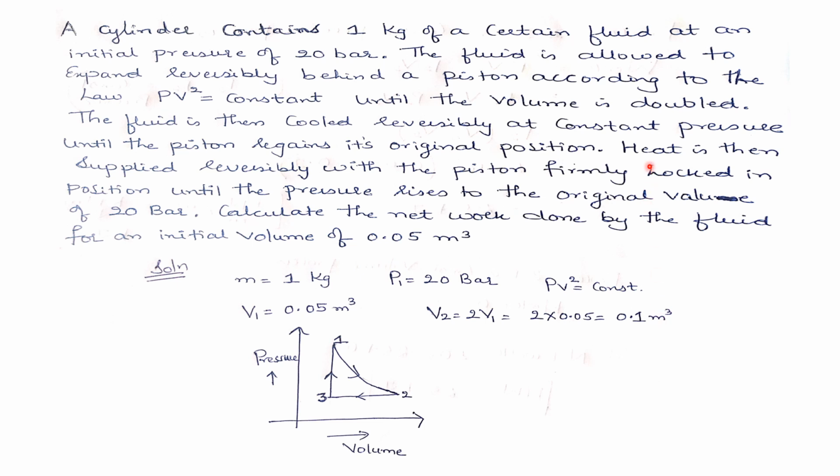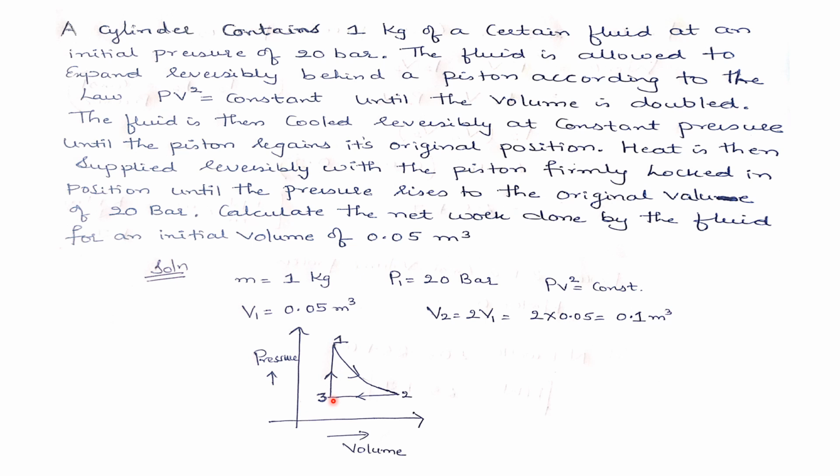Next, heat is supplied reversibly with the piston firmly locked in position until the pressure rises to the original value. So here the piston regains its original value. You can see here the fluid is then cooled reversibly at constant pressure. Constant pressure means a horizontal line. The fluid is then cooled reversibly at constant pressure until the piston regains its original position.